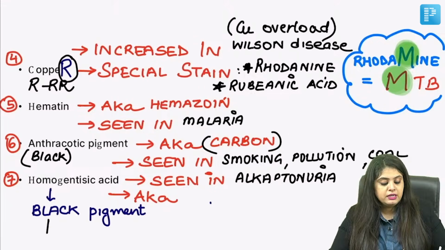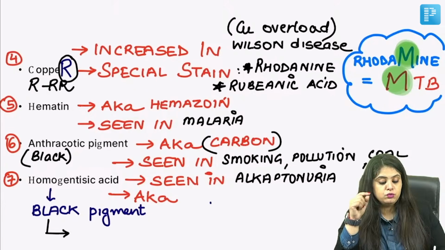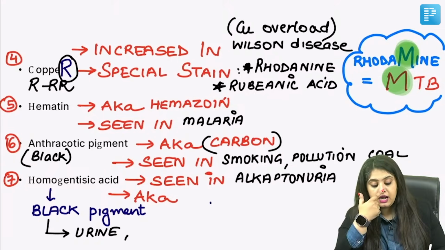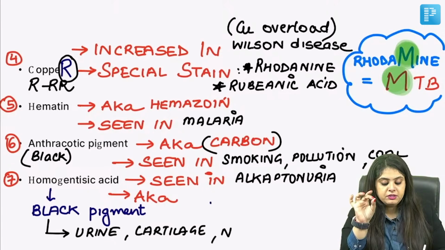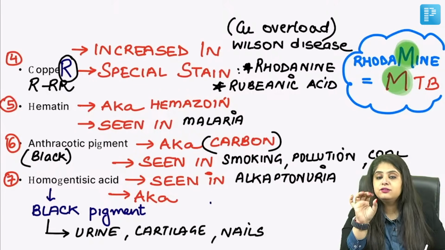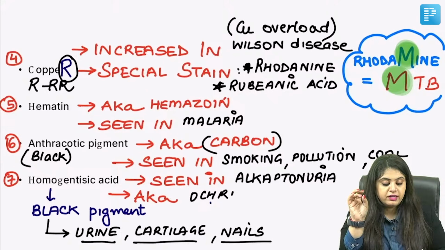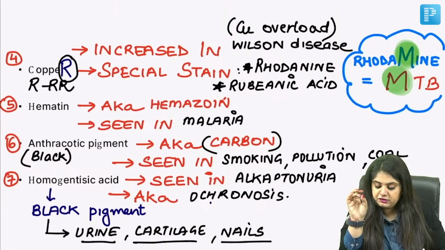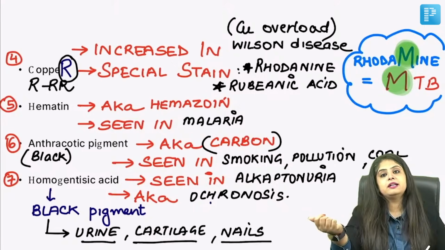Later on, I will teach you. This alkaptonuria goes to three places. Can you tell me? Number one, it tends to go into the urine, so the color of the urine can become black. Number two, it tends to go into the cartilage, like the tip of the nose, the nose or the ear lobule, wherever there is cartilage. And number three, it goes to the nails also, so the nails also become black. Urine becomes black, cartilage becomes black, and nails become black. That is why this disease was also known as ochronosis, deposition of, very good, homogentisic acid, alkaptonuria. It has another name, that is ochronosis.